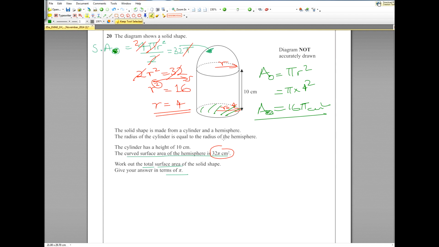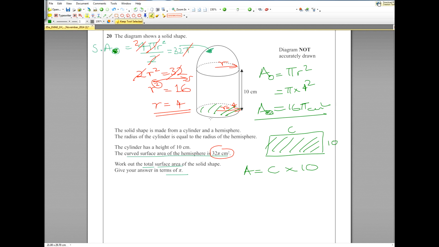Okay, now we need to work out the area of the curved part. The curved part, the cylinder part, yeah? Now, if we cut the cylinder, that curved part will make what? A rectangle. And the distance around here, follow this here, will actually be the circumference of the circle. And the height is 10. So to work out the surface area of this, the area is equal to the circumference, which is the length here, times the height, which is 10.